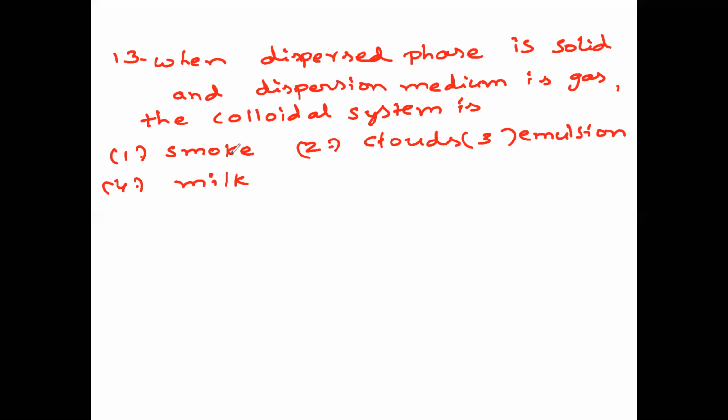So we take smoke, dust particles present in air. Dust particles are solids and air is the dispersion medium, that is gas. So the answer is the first option. Clouds are liquid droplets, that is liquid in gas. Emulsion is liquid in liquid, and milk is also liquid in liquid. So the answer is only smoke. I hope it is clear. Next question, question number 14.